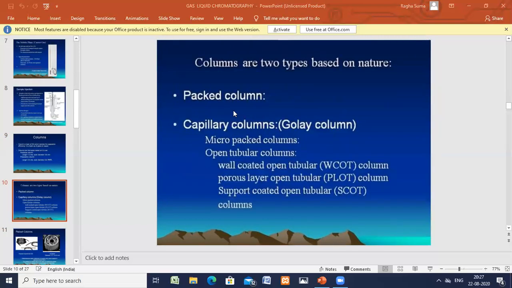As I have told you, you have the packed column and the capillary column. In the capillary column, further you have micro packed column, open tubular column, wall coated open tubular column, WCOT, porous layer open tubular column, PLOT, and support coated open tubular column, SCOT. So open tubular is again of 3 types. But this is so much depth, just for information I'm giving you.